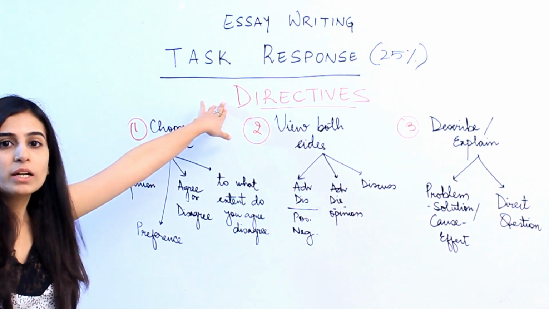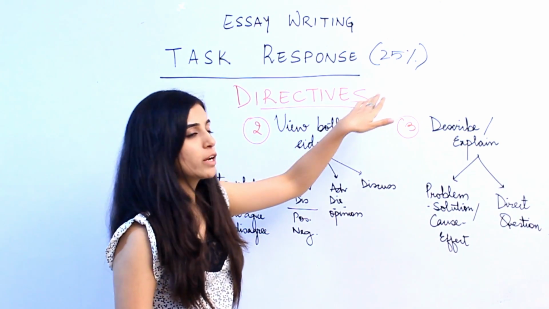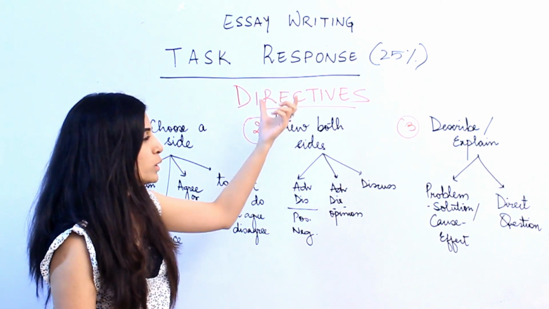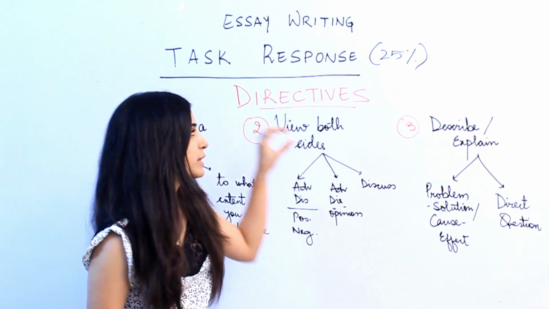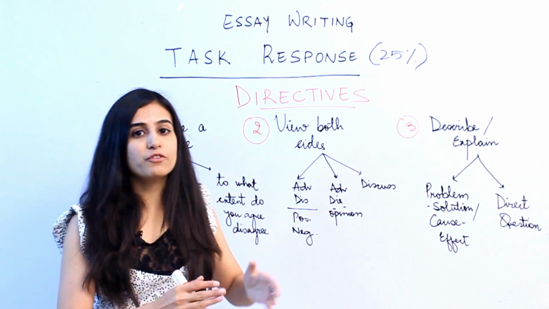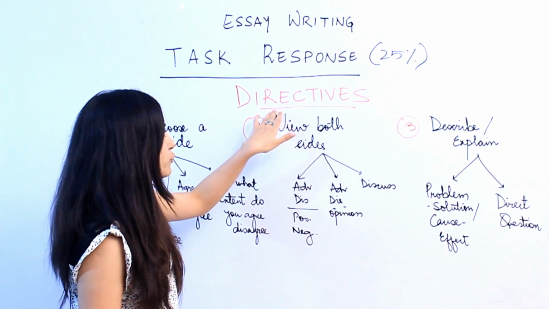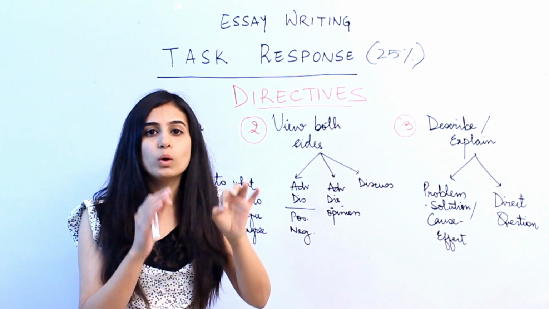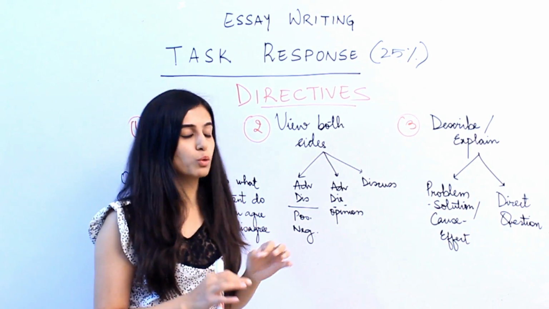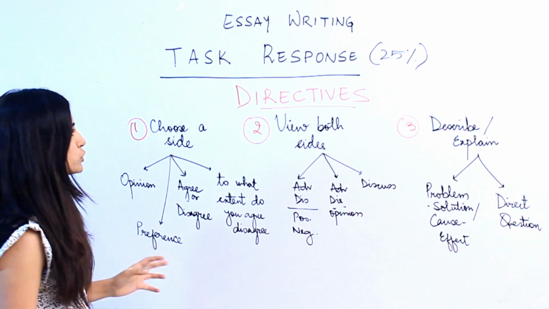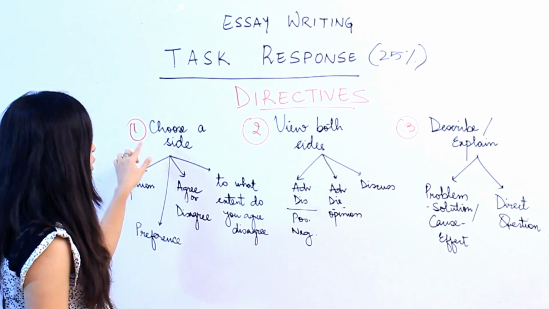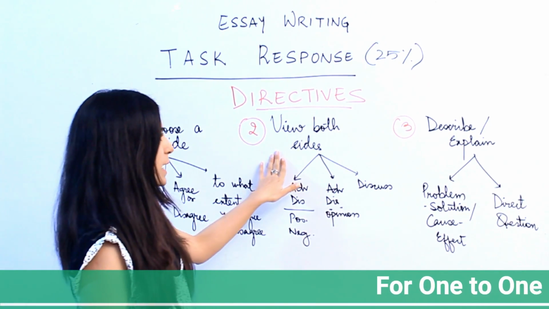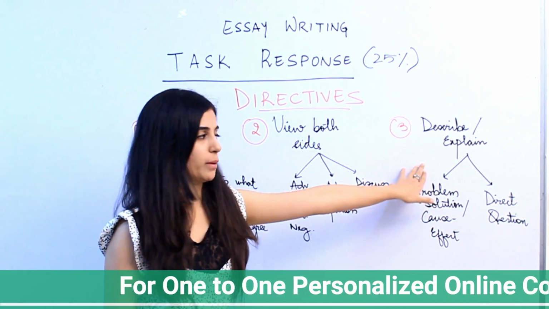These are basically called directives. They direct your answer writing. They tell you what the question is asking you to do. They give you a direction. They give your essay a direction. So you have to focus on these directives. Only then you will be able to score good in your task response. So there are 3 categories broadly: choose a side, view both sides, describe and explain.